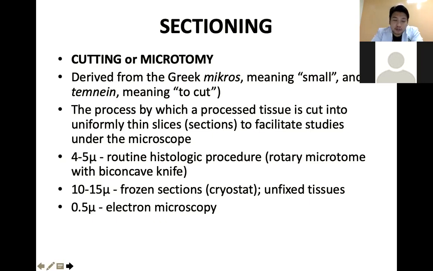For frozen section, it is 10 to 15 microns because the tissue, as we all know, for frozen sections is unfixed. For electron microscopy, it is 0 to 0.5 microns. For electron microscopy, we are using an ultra thin microtome for sectioning.